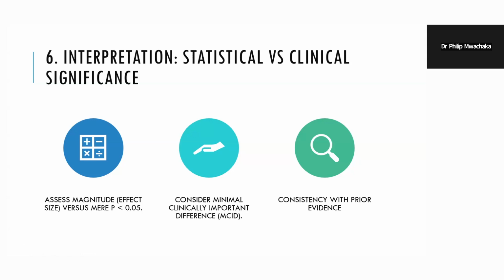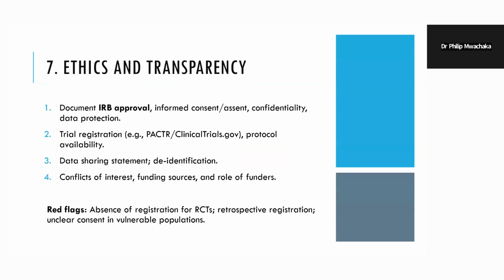So this basically involves looking at maybe doing some literature search and how the authors are interpreting their findings with regards to previous literature. For example, previous interventions that have been used for the same type of condition. So this needs to be clear.